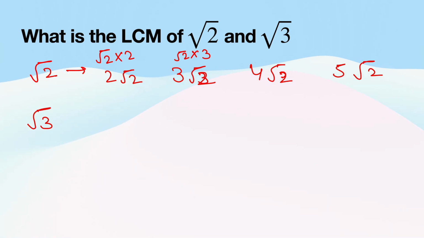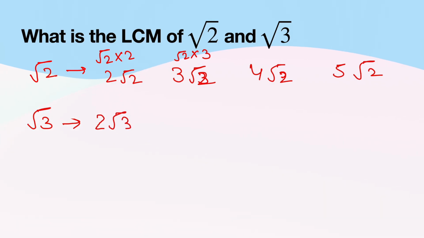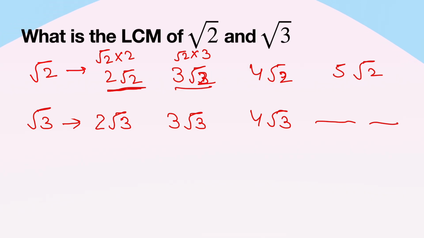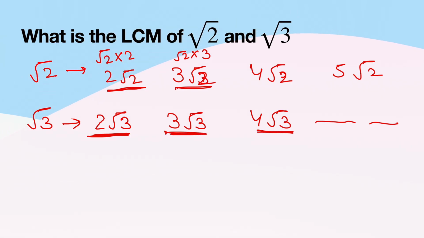But when we talk about the multiples of root 3, it will be 2 root 3, then 3 root 3, then 4 root 3, and so on, right? But see, is there any possibility they will be common? Because this will have a term root 2 with it. This will have a term root 3 with it, right? So there is no possibility that they will have anything common. So again, it can't be determined because there is nothing common, right? So the LCM does not exist for root 2 and root 3. Clear?